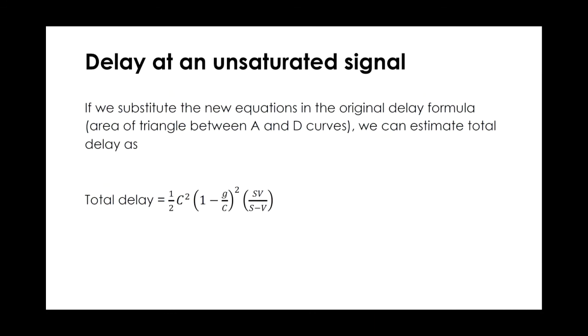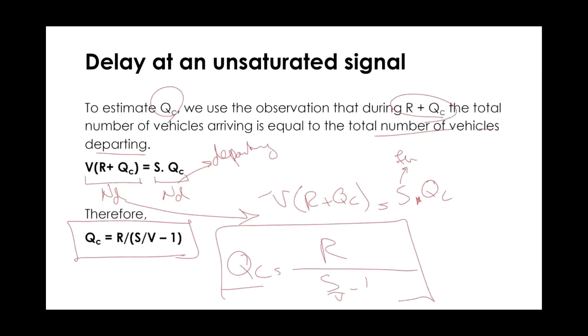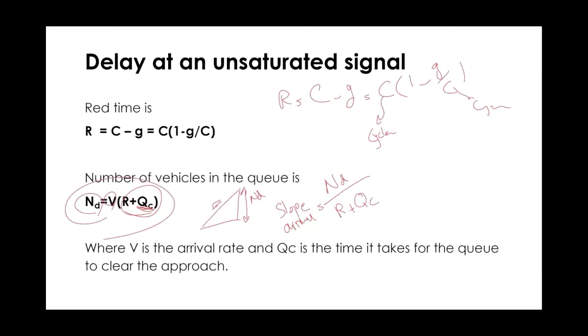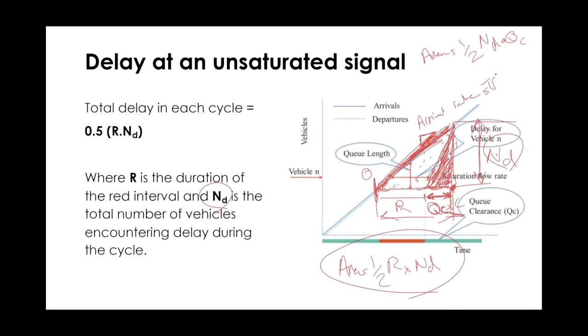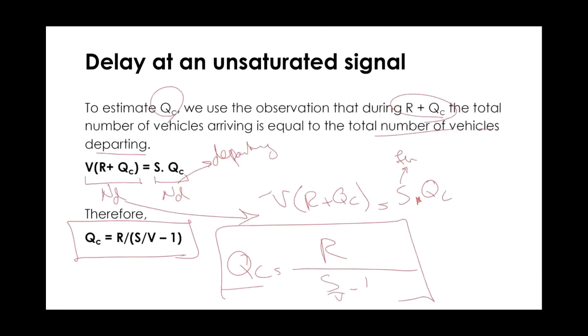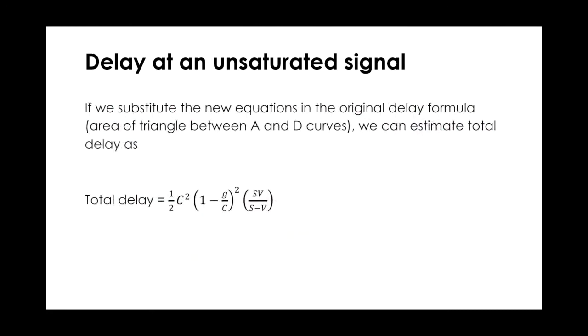And then if you want to calculate, now that we have all these values, we have QC, we have ND. If I want to calculate the total delay, the total delay was this, right? 0.5, half of R ND. So now if I just put everything into the calculation of the total delay, so this was R ND, right? If I calculate that area, I would be able to get this total delay formula.